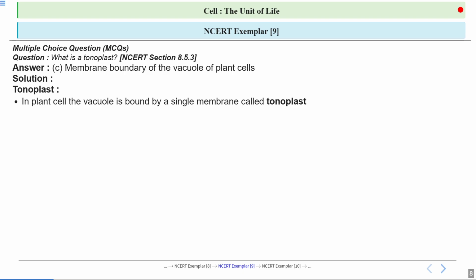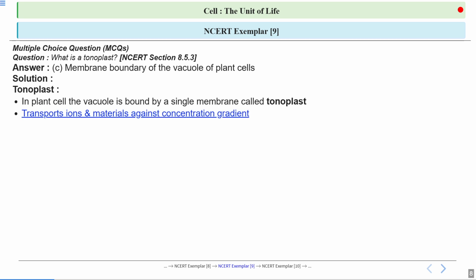Can anyone give me the answer for this? Double membrane organelles. There are many organelles that are double membrane. Mitochondria, very good. Mitochondria is a double membrane, and also nucleus, chloroplast, very good. These are the organelles that are double membrane, right? Very good.